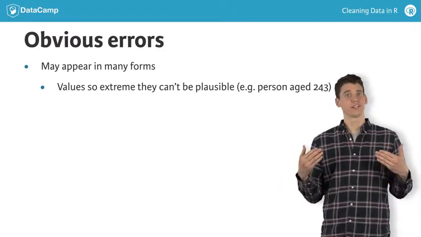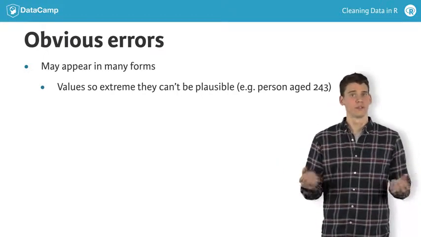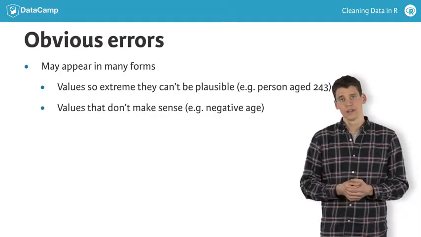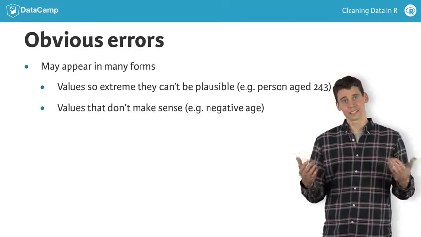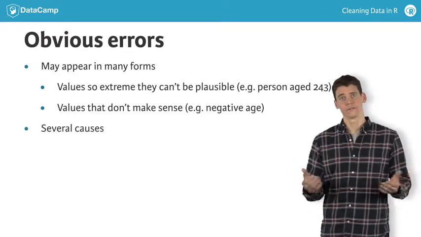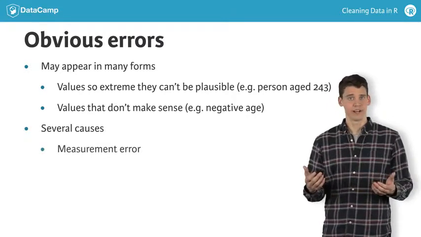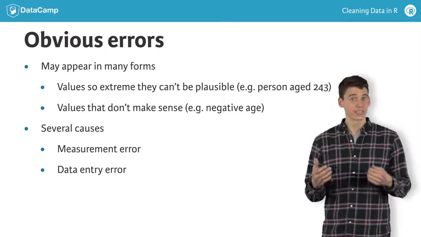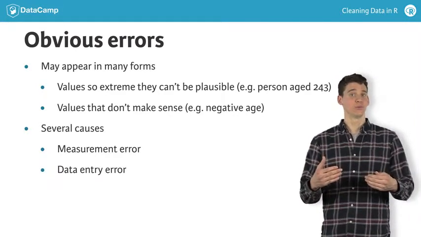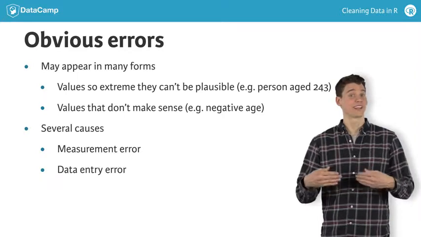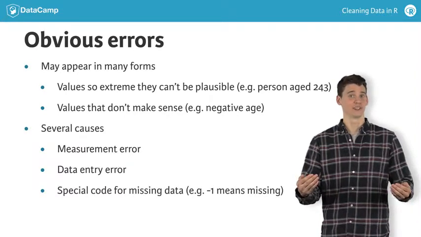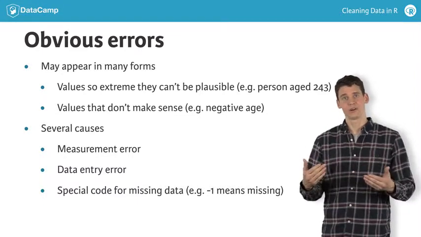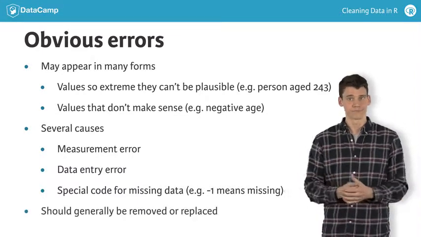For example, a person aged 243 years. Or values that simply don't make sense, like the one we just saw. As with outliers, it's important to assess the cause of errors in the data. They may be caused by measurement error, data entry error, or they could even be intentional if, for example, the person entering the data was sinister enough to use something like -1 to represent a missing age. Bad idea. In most cases, the obvious errors should be removed or replaced.